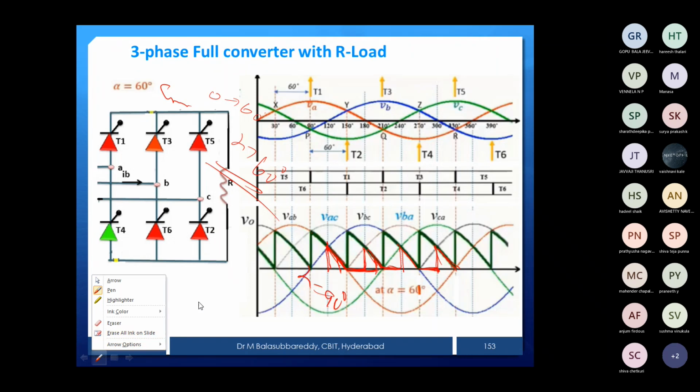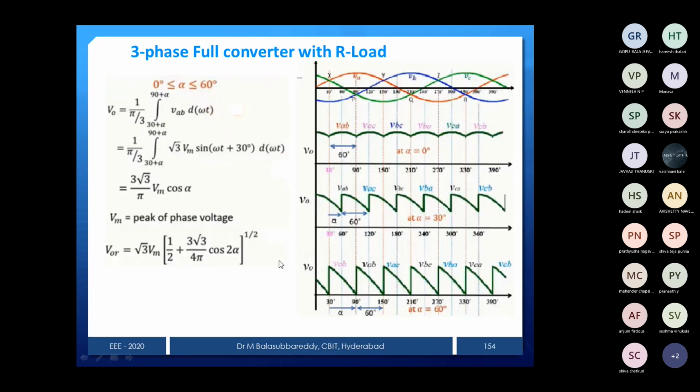Same thing if I make it RL: up to 60 degrees the waveform will not change anything, even though your load is an RL load. But what will happen after 60 degrees? This discontinuity portion, whatever I drew for 90, will get like negative, like this. This is the case of RL load. Anyhow, I will show that also. This is for alpha equal to 60 degrees.